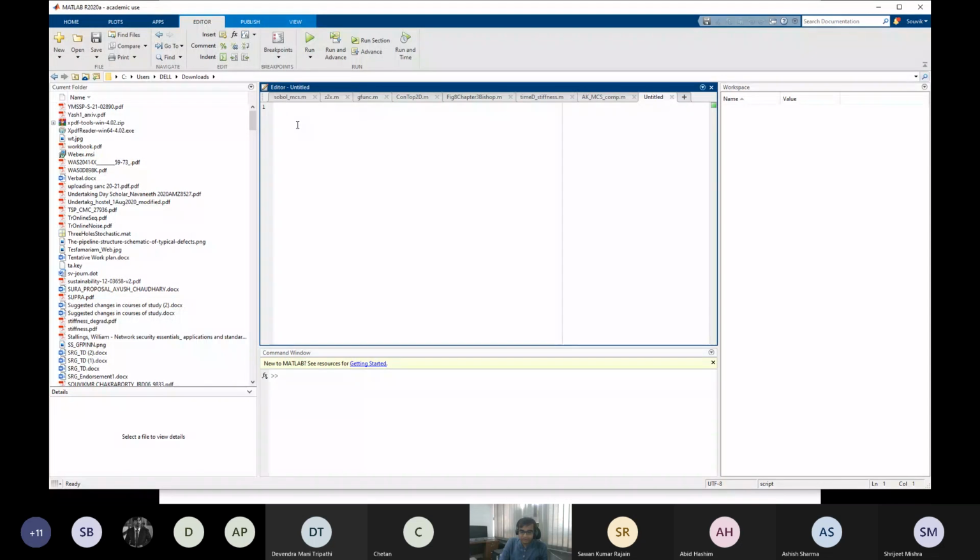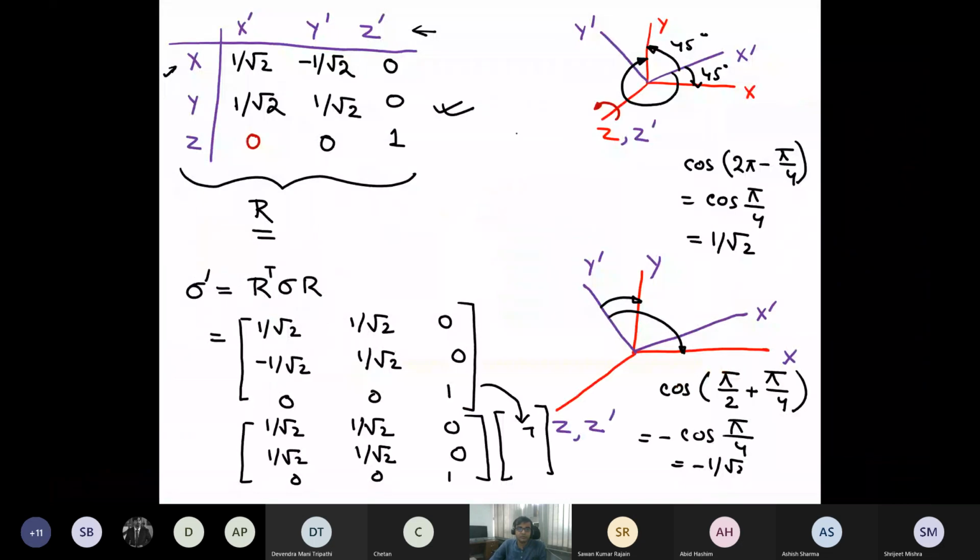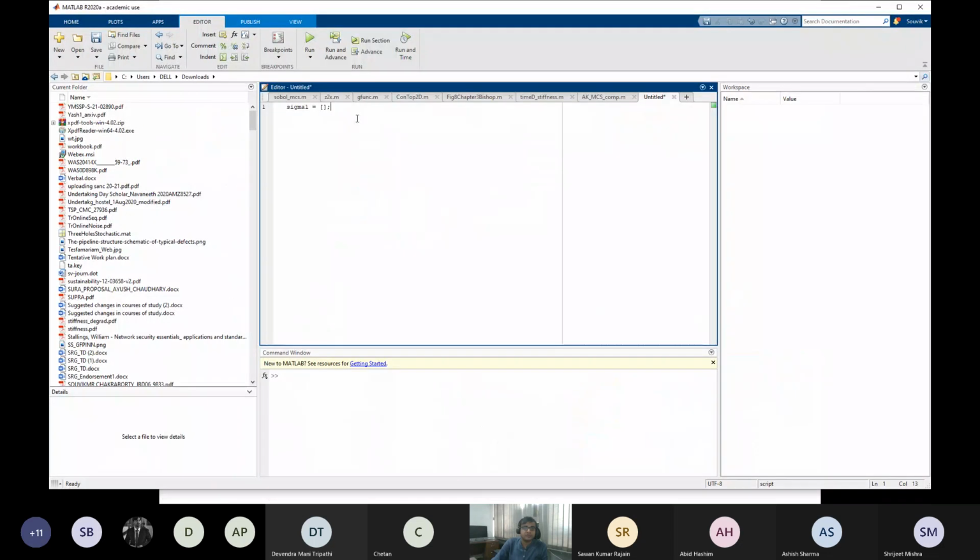So let us first define sigma 1, which is my matrix: 1 by root 2, 1 by root 2, 0, 1 by root 2, 1 by root 2, 0, 0, 0, 1. So let's see: 1 by square root of 2, 1 by square root of 2, 0.